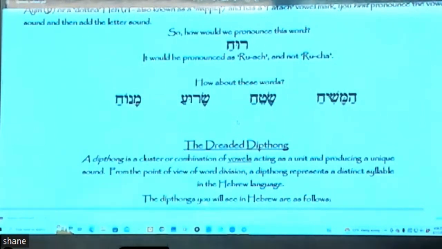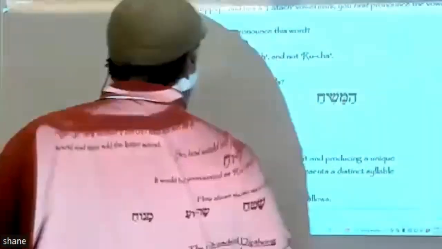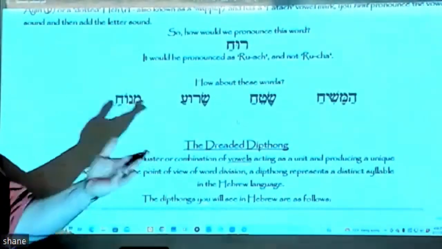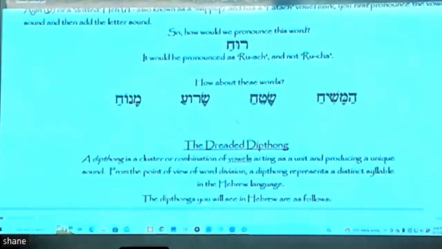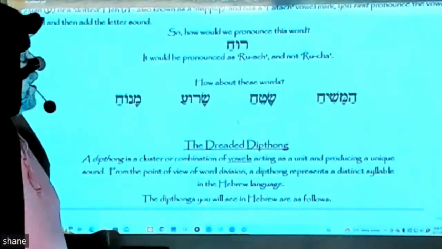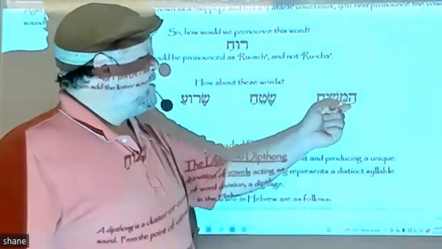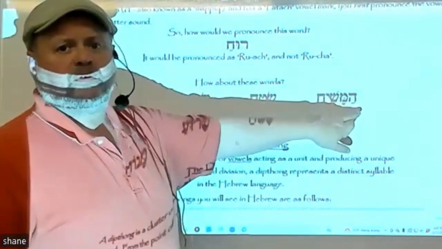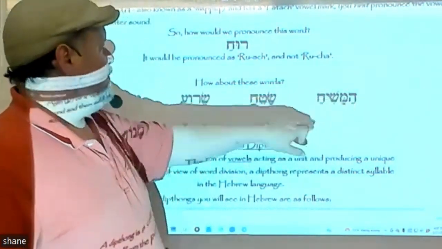All right, so we've got some more words down here that are going to use the furtive patach. So we've got some example words. Okay, there are 4 of them. So let's start over here with the one all the way to the right, because remember, in Hebrew we read right to left, right?